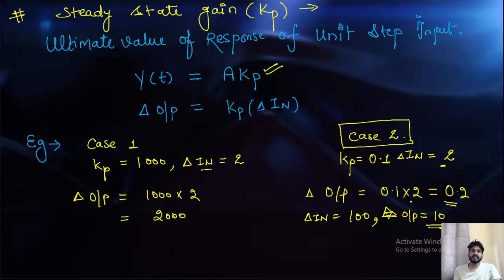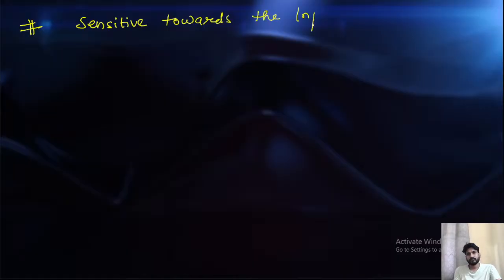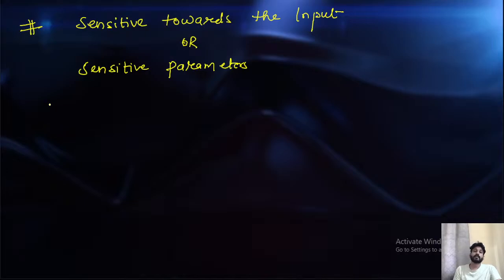So it means that steady state gain is basically giving the idea about the sensitivity of the system. Yes or no? It is clear to you, no? So it will tell about the sensitivity towards the input. It is the sensitivity parameter.